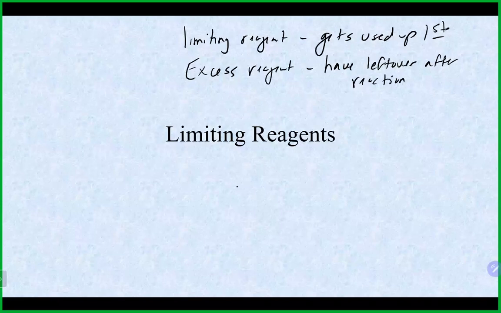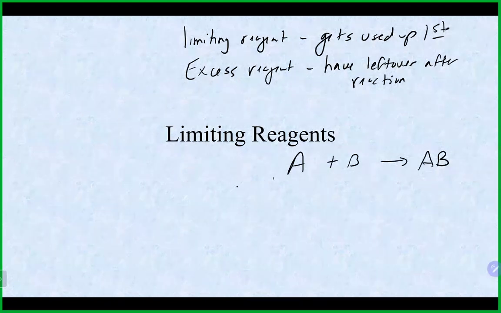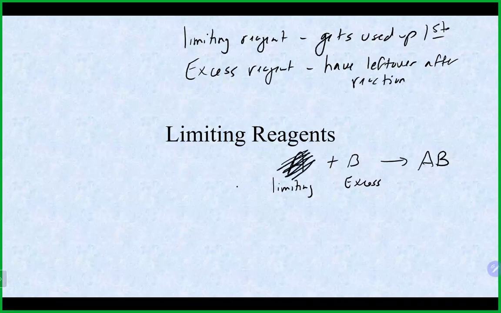So the question is, why is this important? Well, let's just think about a basic reaction. We're going to take A plus B, and we're going to make A and B. And let's just say in this case that A was the limiting reagent and B was the excess reagent. So what's going to happen in this reaction is because A is the limiting reagent, at some point you are going to run out of A and you'll no longer have A. Now, when I run out of A, is there any way I can make any more product here? The answer is no.